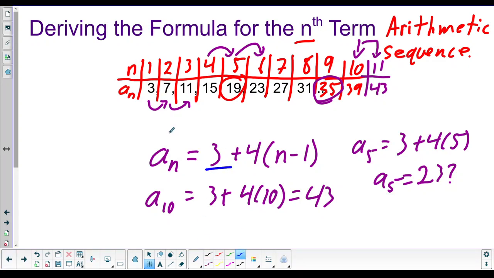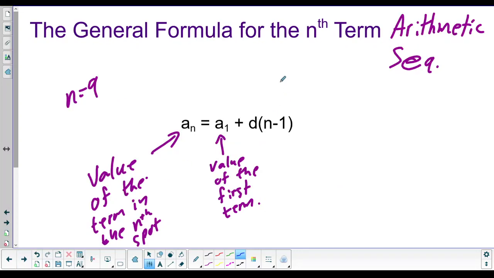We started at 3, so we said, all right, it's going to be 3 plus something. What was the plus something? This something here, the 4, that's the number we are adding over and over. There's a special word for that. It's called our common difference. This is our common difference. And again, the common difference is just the number you're adding repeatedly.